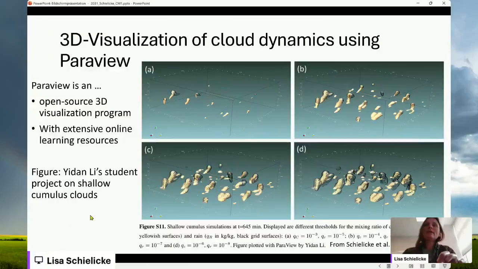visualizations of their data. For example, here one of my students, Yidan, studied shallow cumulus convection over the ocean, and she tested different parameters or different mixing ratios at one time step, and also played around with lightning.